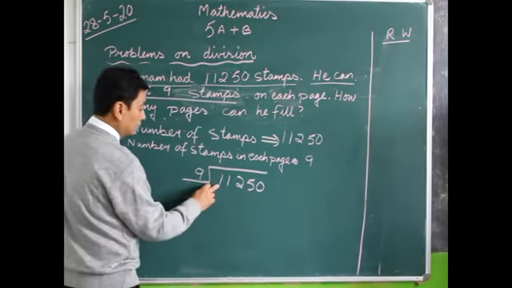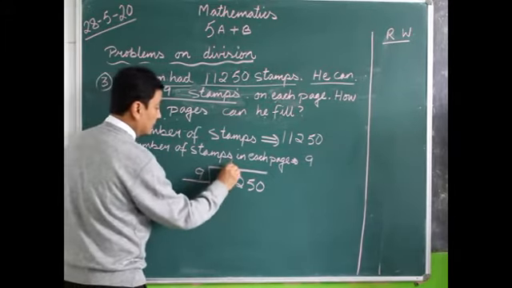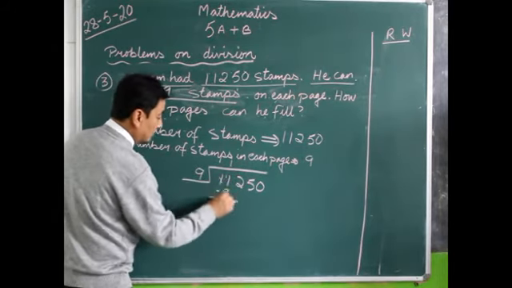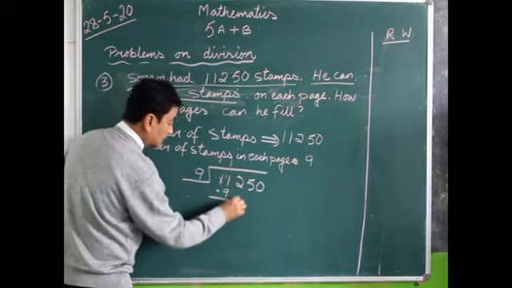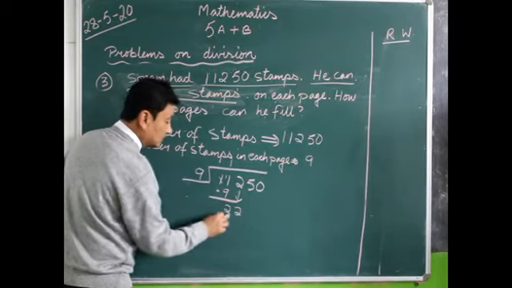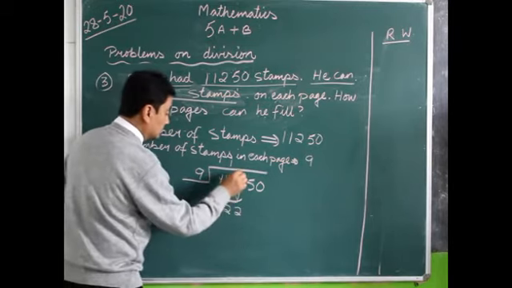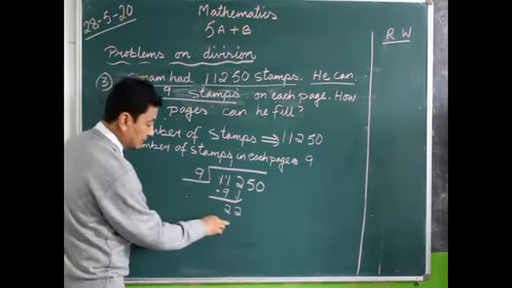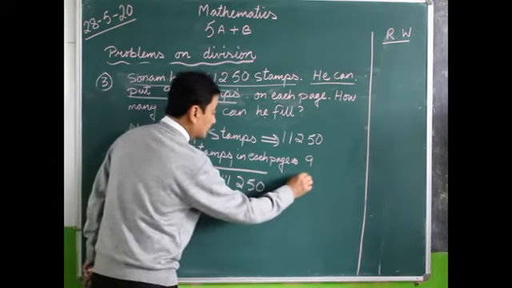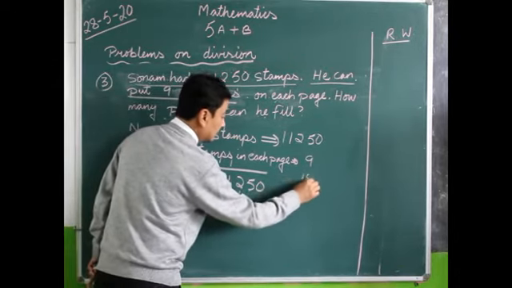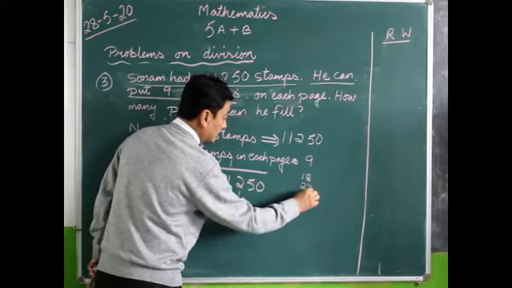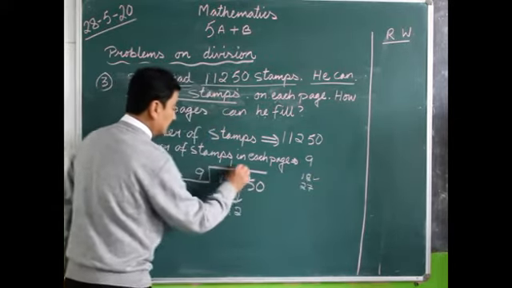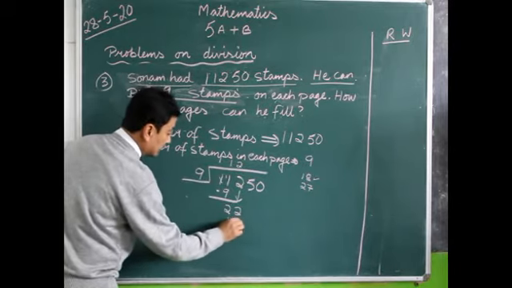Good. So 9 doesn't go to 1, we must take 2 digits. 9 ones are 9. Borrow, top number smaller, 2. Bring down 2. How much do we have here? 22. Good. 9 2s are 18, 9 3s are 27. Can we do 27? No. So let's do 9 1s are 9, 9 2s are 18, 9 3s are 27. We cannot put that, so which is the right answer? 18. 9 2s are 18.